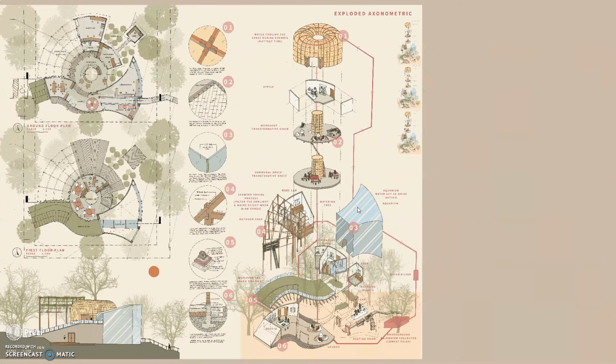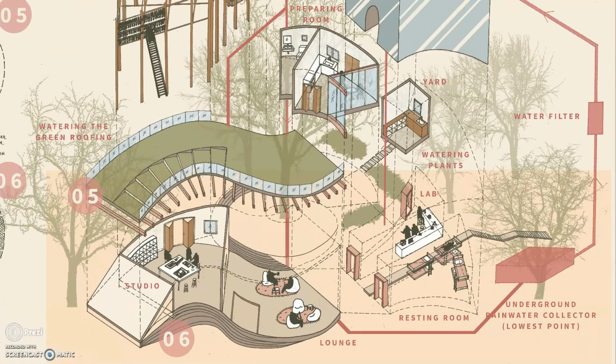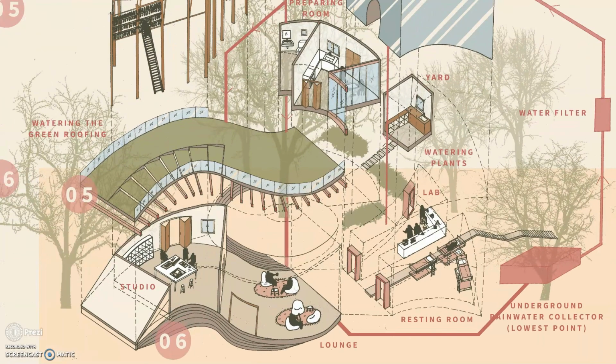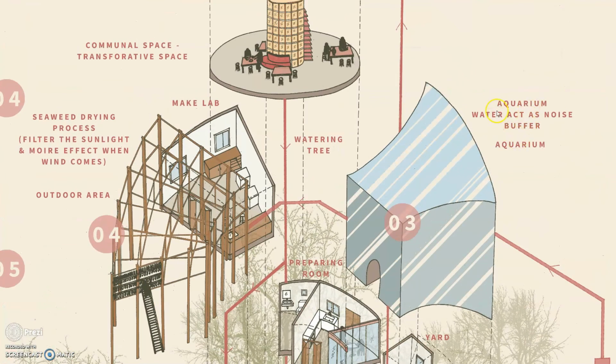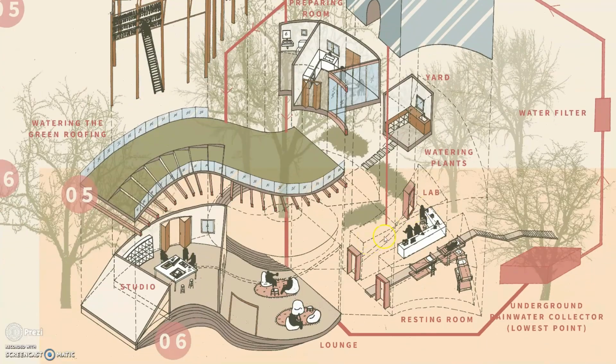Let's move to the exploded axonometry. First, it shows the underground rainwater collector, placed at the lowest point of the ground, which collects water from the roof. Then the water will be filtered and channeled to the aquarium, which acts as a noise buffer of the space for the lab and the resting area underneath.